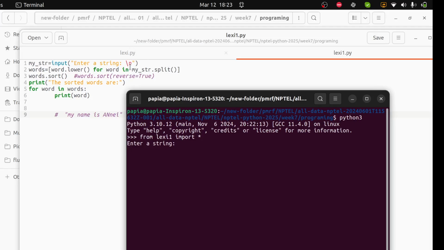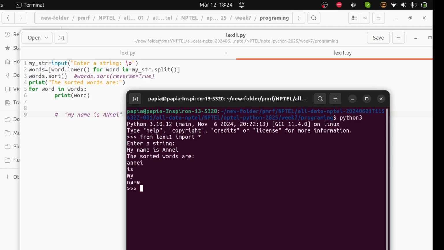There is a \n I just put in. A \n means the text will come on a new line. So here we will have "enter a string", then there will be a new line, and in the new line we will write something. Let's say I have one sentence. Let's say I write capital M, my name is Annie.